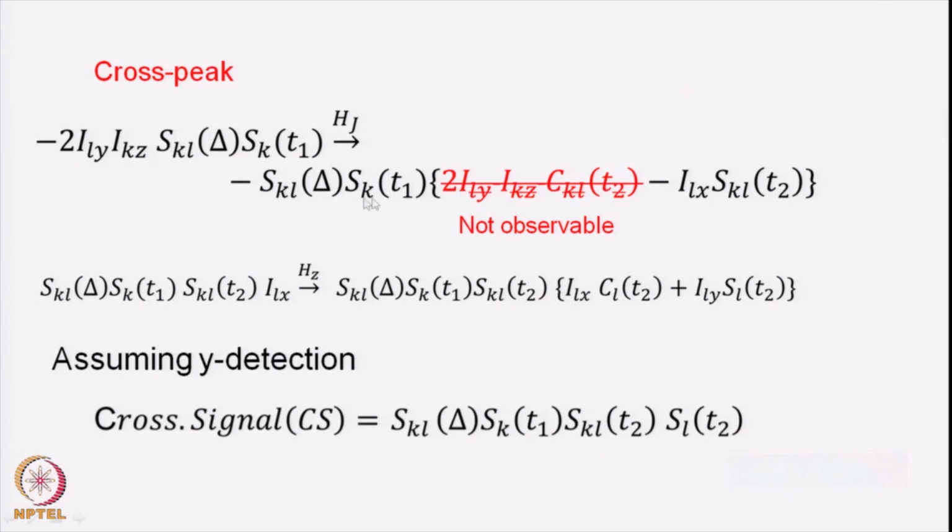So, SKL delta, SKT1, SKL T2, of course you have the minus into minus, this gives you the plus sign here. I keep this plus sign, and now consider the chemical shift evolution. This gives me SKL delta, SKT1, SKL-T2, operator part ILX. Now, this will evolve with the frequency of L. So, therefore, the ILX term is evolving as ILX CL-T2 plus ILY SL-T2.